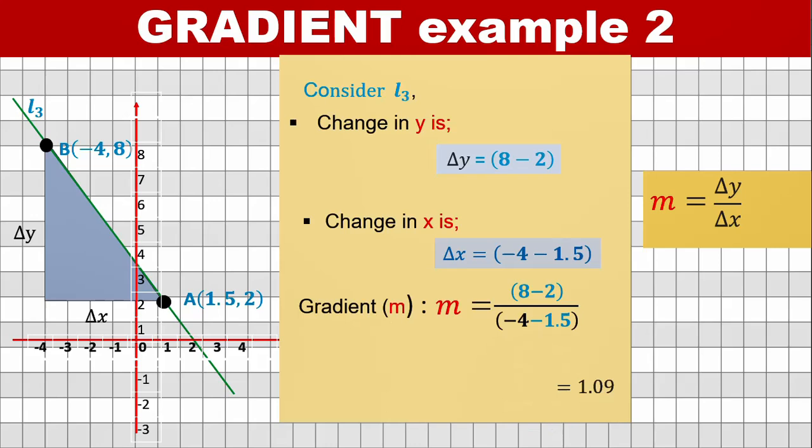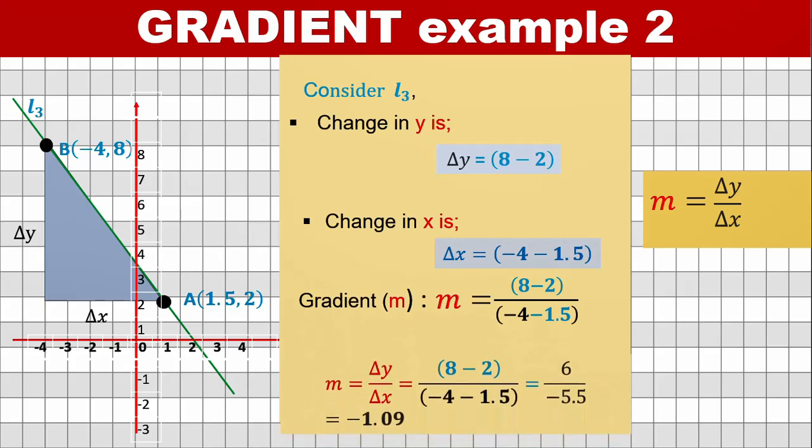The change in y, 8 minus 2, is 6. The change in x, negative 4 minus 1.5, is negative 5.5. Dividing 6 by negative 5.5 gives us negative 1.09. This is because a positive number divided by a negative number will result in a negative number. The gradient between the 2 points along line L3 is therefore negative 1.09.